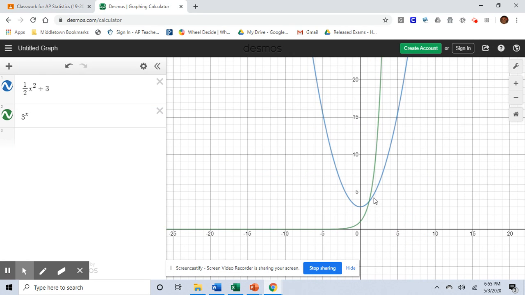Obviously these graphs are a little bit different, but we're looking for that point of intersection. And here's that point of intersection. You'll notice that it's a decimal, so we want to round that. It said round to the nearest hundredth, so that's 2 decimal places. So our solution is going to be 1.19 comma 3.71.